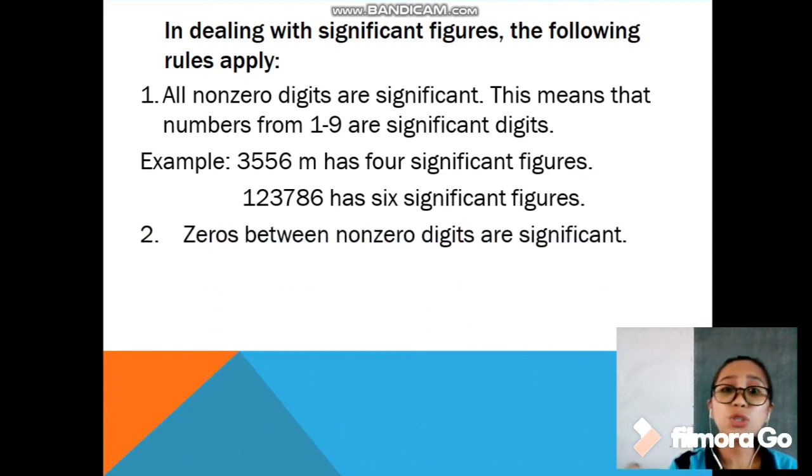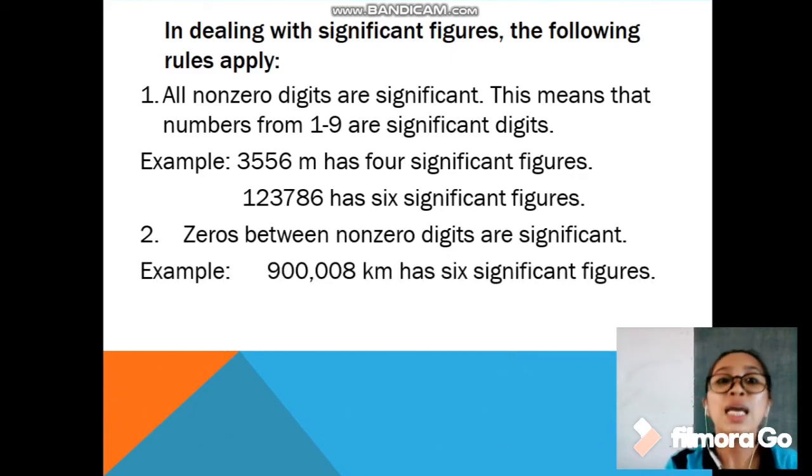Number 2: zeros between non-zero digits are significant. So if a zero is between non-zero digits, automatically, that zero is significant. For example, 900,008. All of those zeros, 4 zeros, are in between 2 non-zero digits. So that means all of those zeros are significant. Count them: 1, 2, 3, 4, 5, 6. There are 6 significant figures.